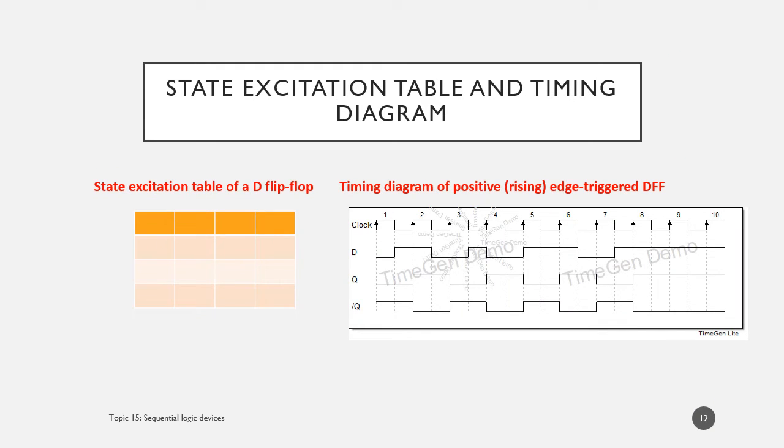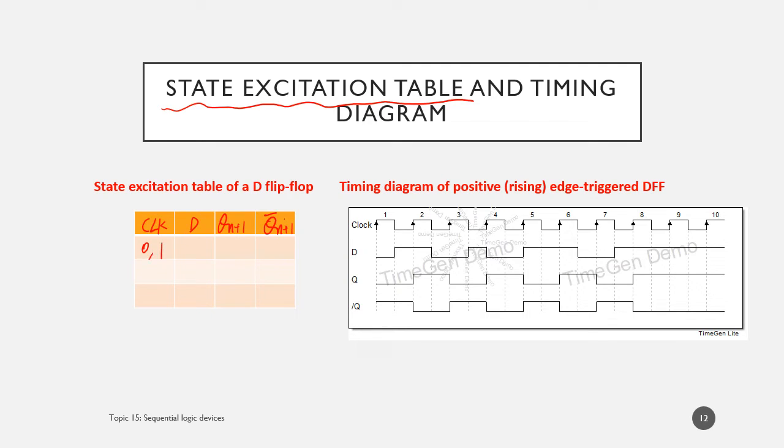Just like the latches, it's very important to understand how to read or generate the timing diagram for the flip-flops. First, let's rewrite the truth table, or sometimes it's called the state transition excitation table, for the D flip-flop. So we have the clock input, we have the D input, we have Qn plus 1, and then we have Qn plus 1 bar.